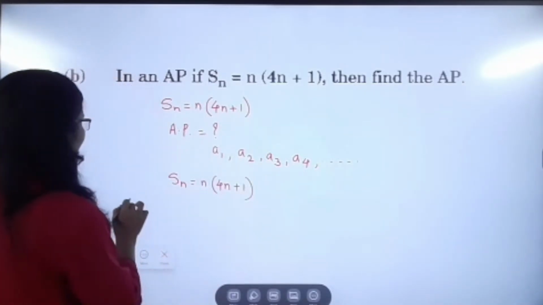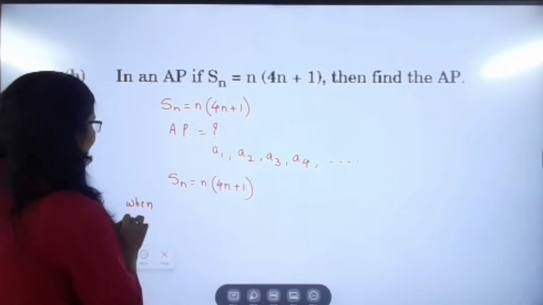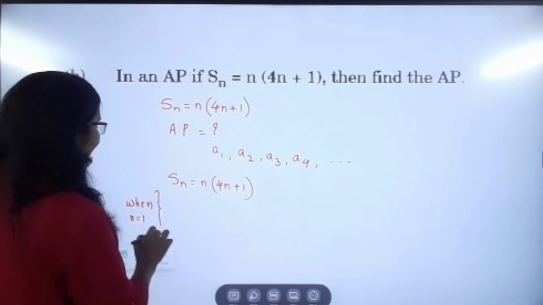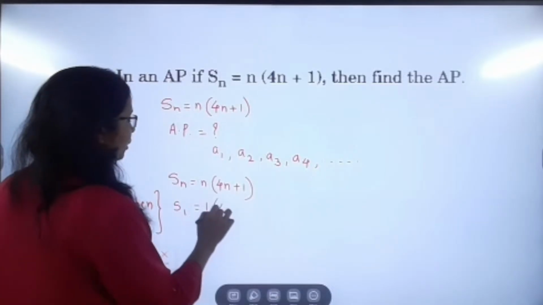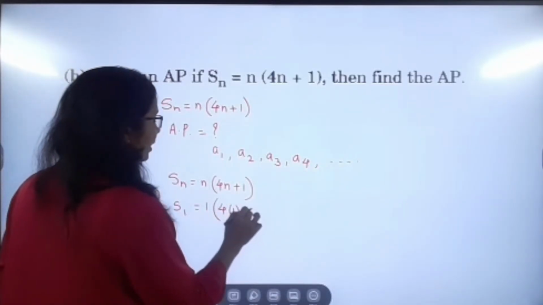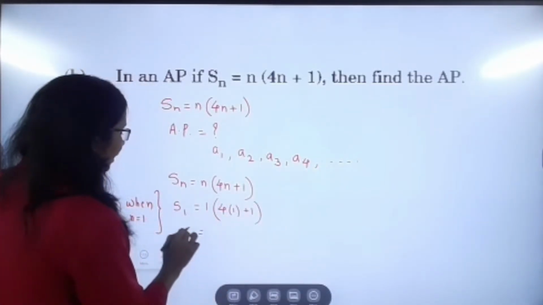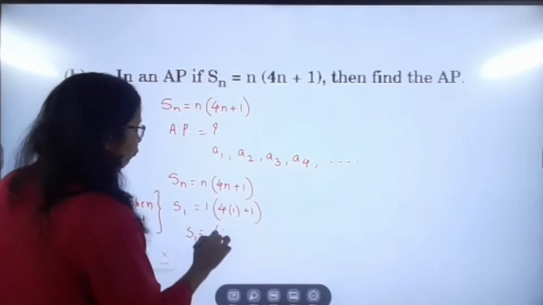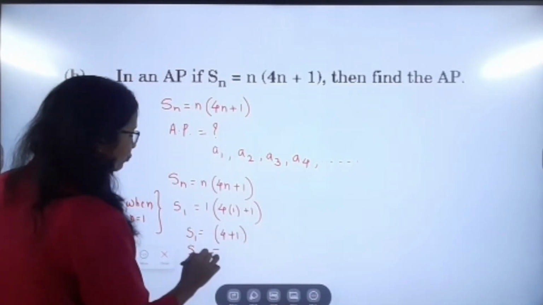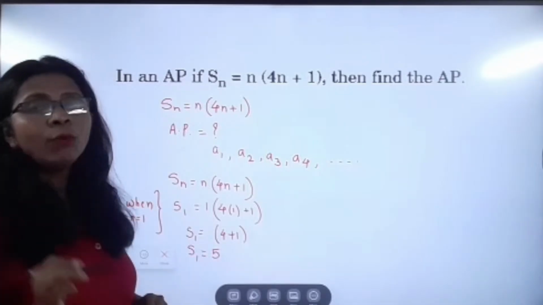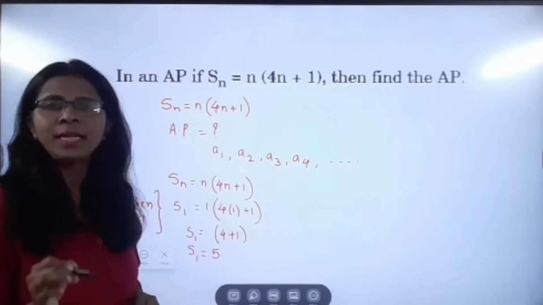When n is equal to 1, S1 is equal to 1 times the bracket 4 multiply 1 plus 1. Then S1 is equal to 4 plus 1, that means S1 is equal to 5. Now we have the value of S1 as 5.